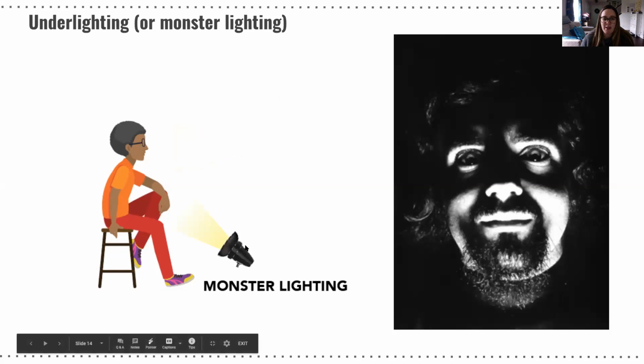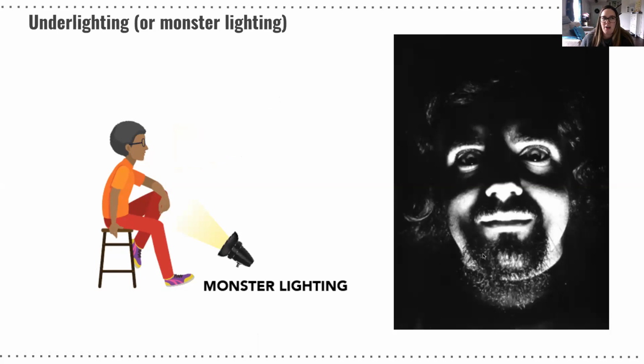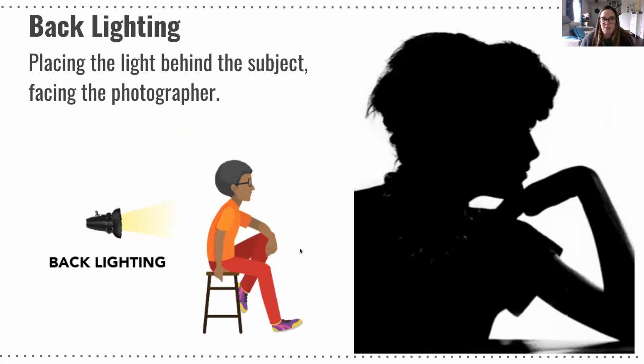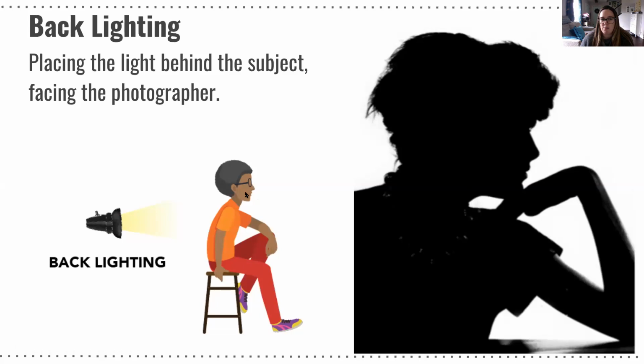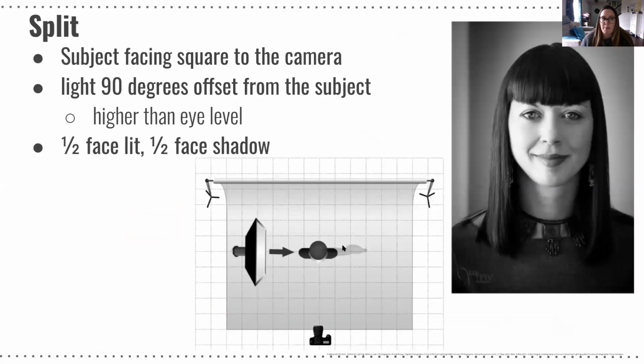Next, if you have one-point lighting coming from below, you could do this with a flashlight or something like that. They call this either monster lighting or under lighting. Next, we have one single light behind the subject, going at them, and yes, it creates a silhouette. So this is when you have light coming from behind the subject, and the camera is here facing the subject, and that's how we get that silhouette.